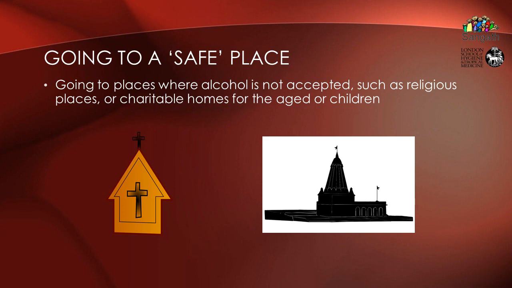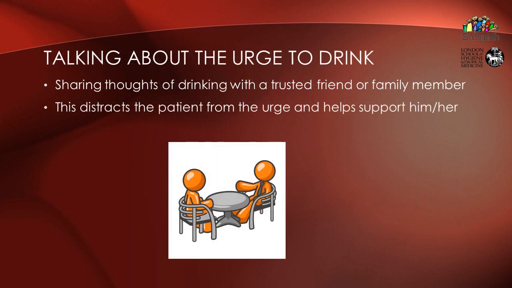Going to places where alcohol is not served or not accepted, such as religious places or charitable homes for the aged, is another good strategy to fight the urge to drink. Another way of fighting an urge to drink is to share your thoughts of drinking with a trusted friend or a family member. What this does is to distract the patient from the urge and also helps to generate support for himself from friends and family members.